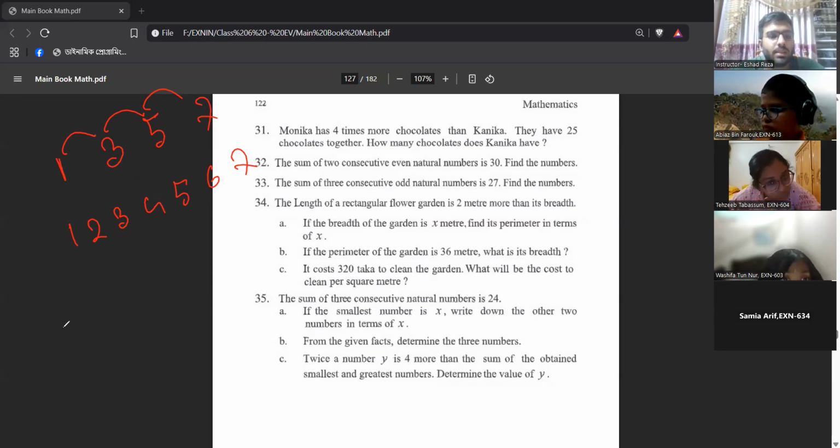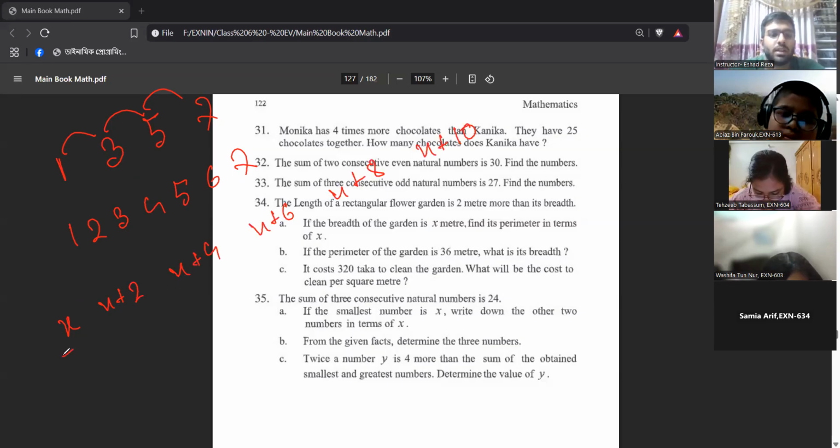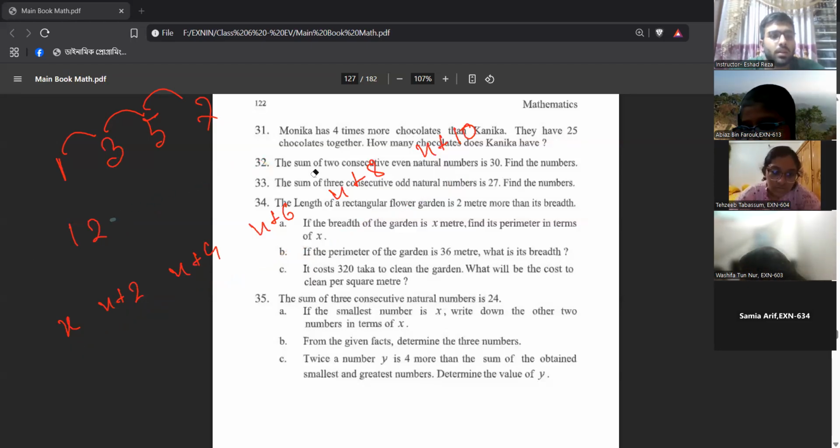Let's say this time x is an odd number. Previously, I said x was an even number. And so the next odd number is x plus 2, and the next odd number is x plus 4, then x plus 6, then x plus 8, and x plus 10. Right? Do you guys understand this? Yes, sir.